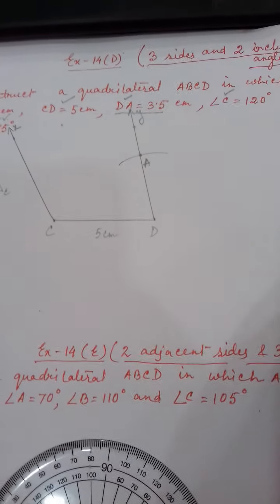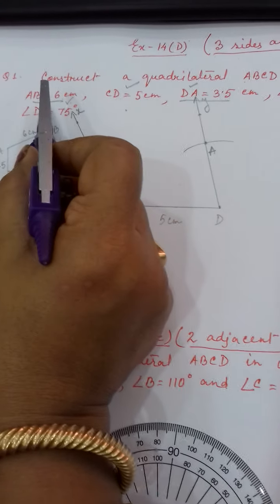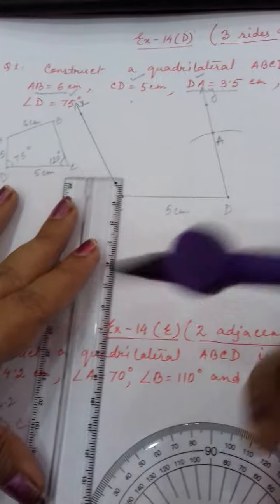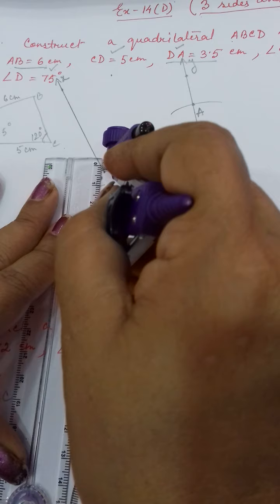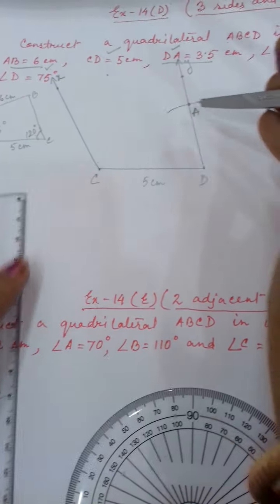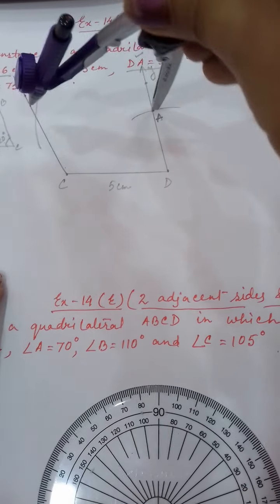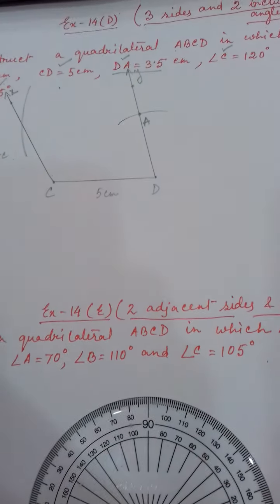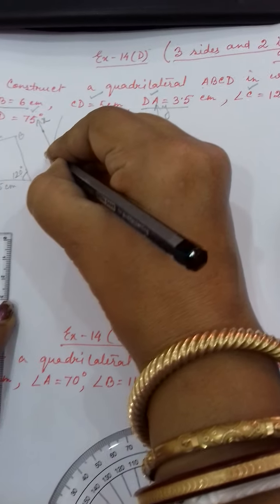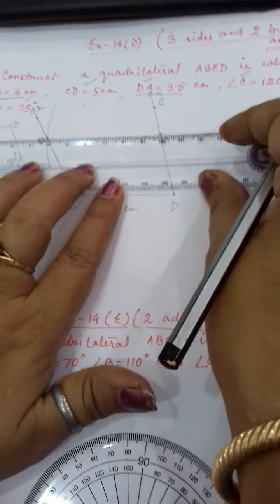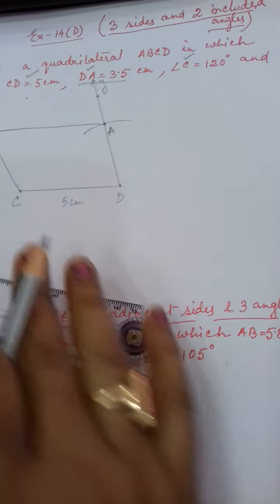Now you have got point A. Now you can construct line segment AB, 6 centimeter. So with A as the center and with a measurement of 6 centimeter, cut an arc from CX. After that you have got this intersection point as B. Clear? Now join the points. Clear? Have you seen?